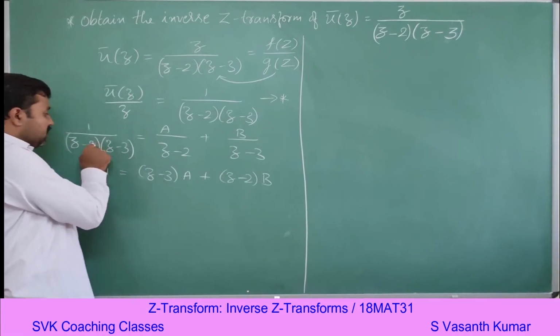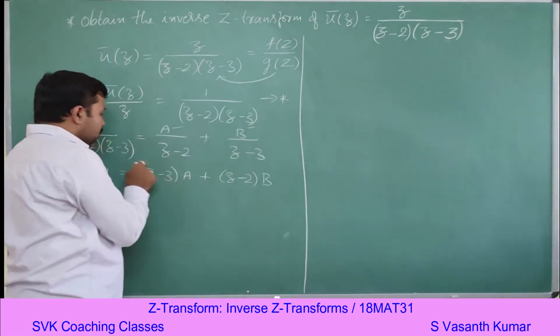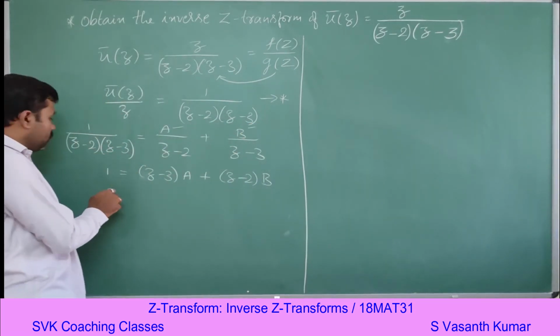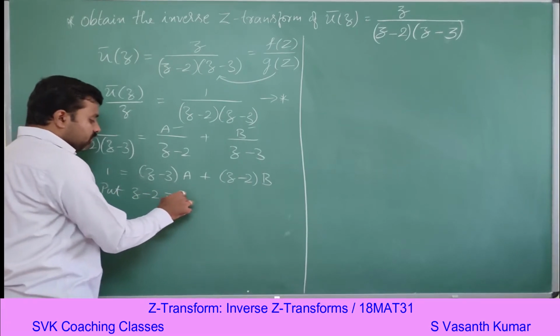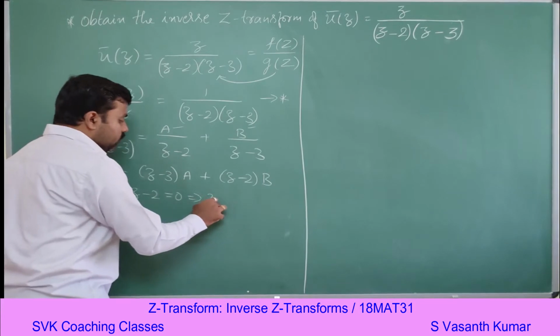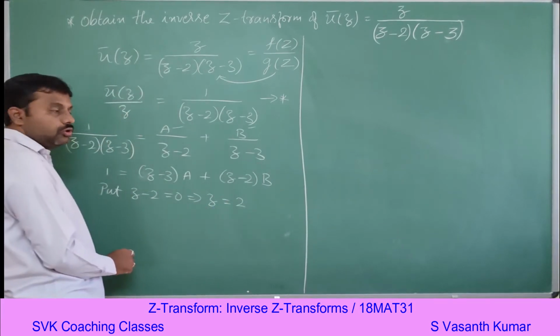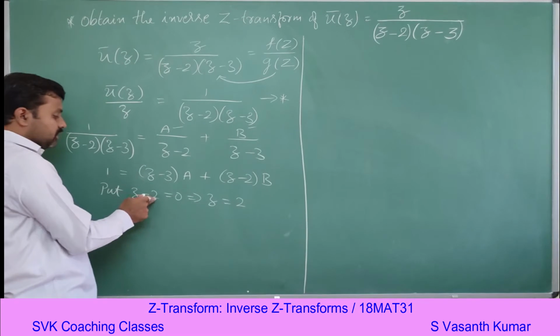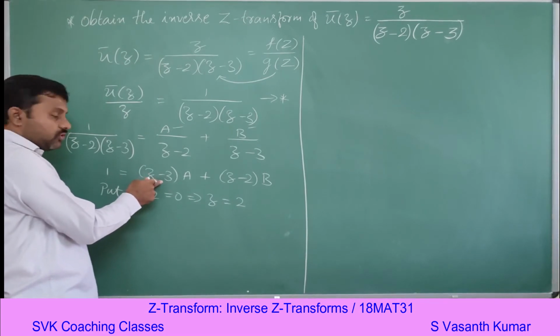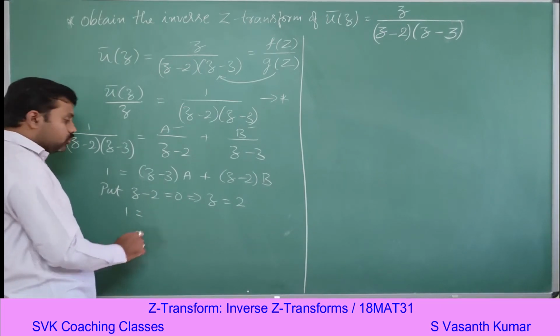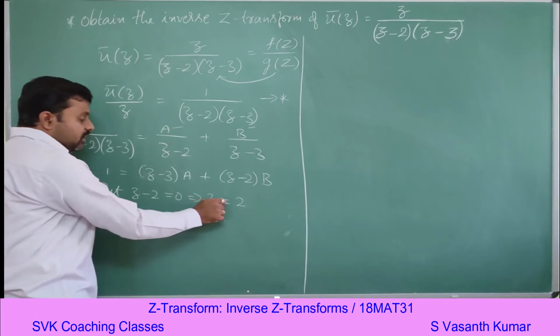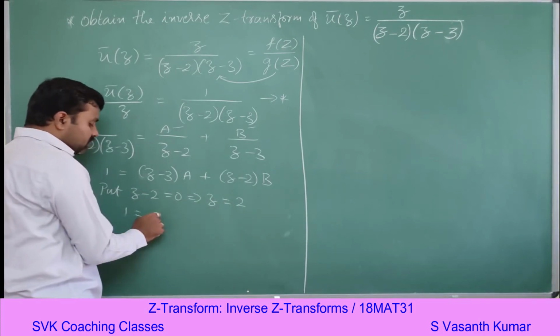So now, equating each factor to find the values of a and b, equate each factor to 0. Once you equate z minus 2 equal to 0, that becomes z equal to 2. So if you substitute z minus 2 equal to 0 in the above equation, we are going to get one of the values, a or b. So 1 equal to, in place of z I am substituting z equal to 2.